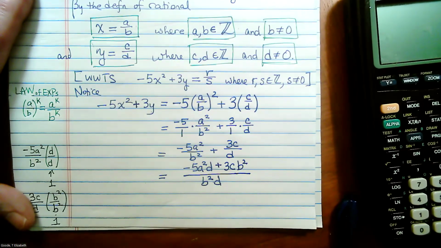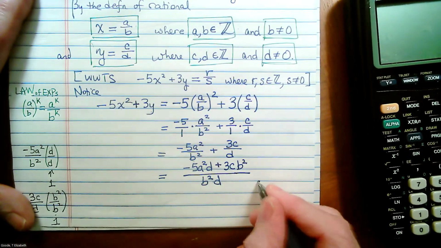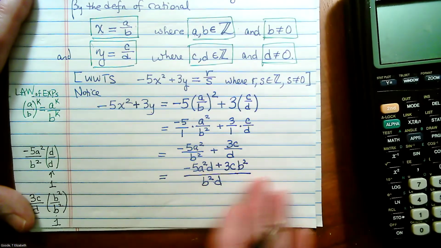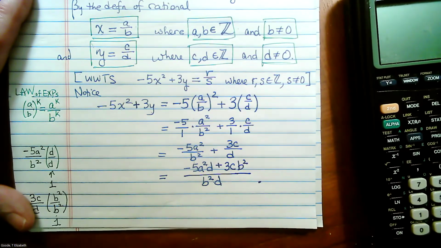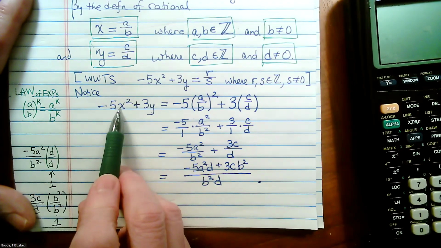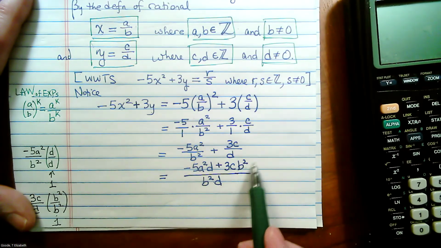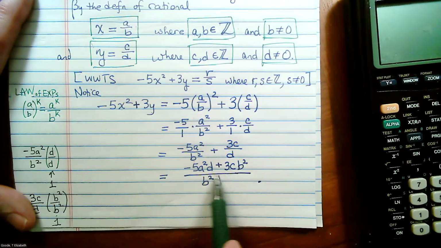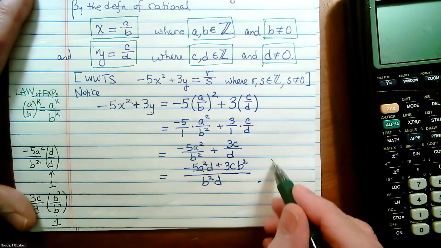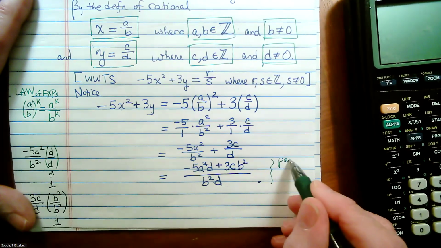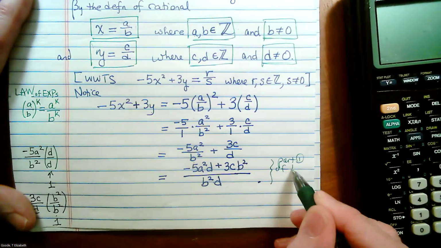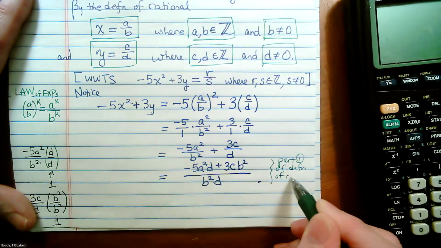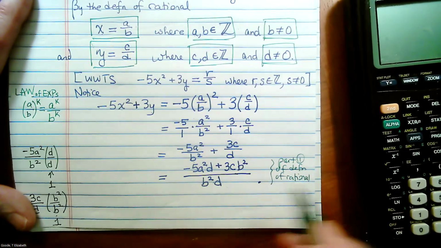Yeah, I got you. Now we've got part one of the definition done, because we've got -5x squared plus 3y written as something over something. See what I mean? So this is part one of the definition of rational done. There's three parts to the definition, right?